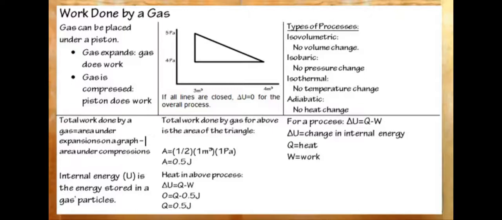You can also use the equation to find the internal energy of a system. Delta U equals Q minus W, where delta U is the change in internal energy, Q is the heat, and W is the work. Note that for a closed set of processes, that is, on a chart all the lines are connected to each other, the change in internal energy is going to be 0. For a process in which the volume does not change, it's called isovolumetric. If the pressure doesn't change, it's called isobaric. If the temperature doesn't change, it's isothermal, and if the heat doesn't change, it's adiabatic.